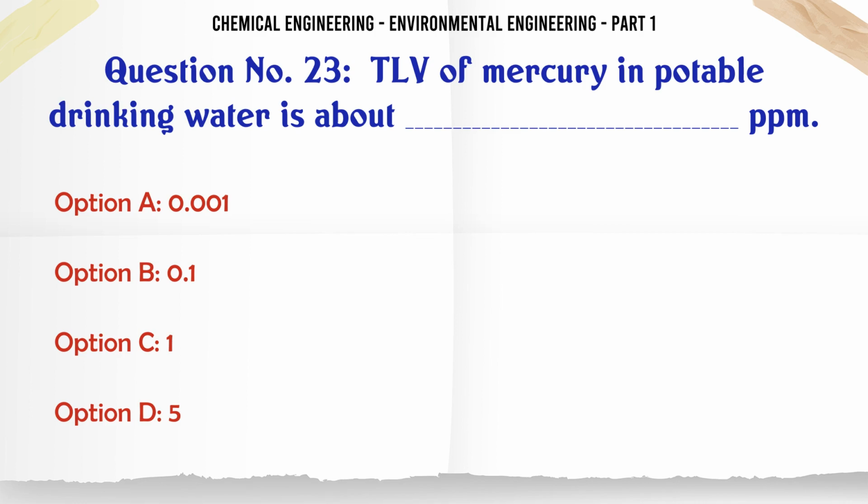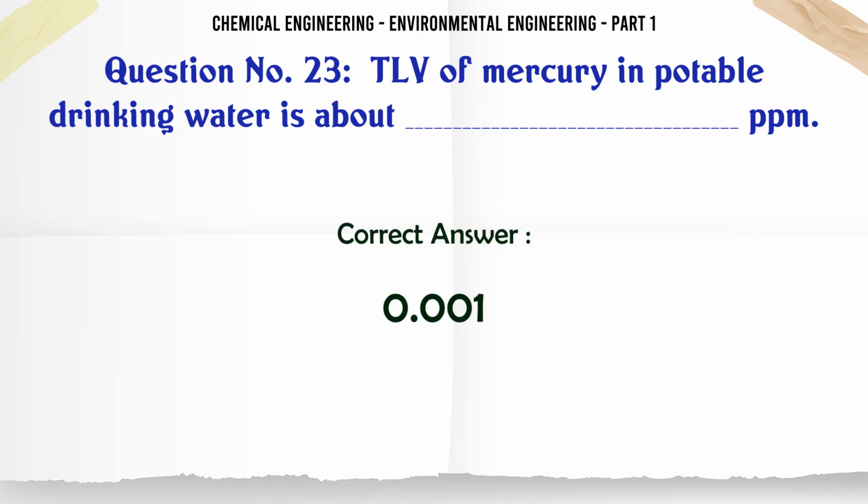TLV of mercury in potable drinking water is about _____ ppm. A. 0.001, B. 0.1, C. 1, D. 5. The correct answer is 0.001.